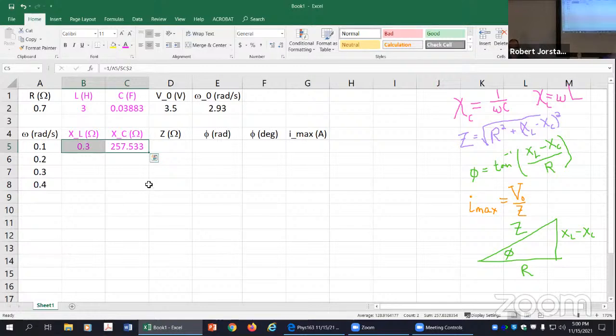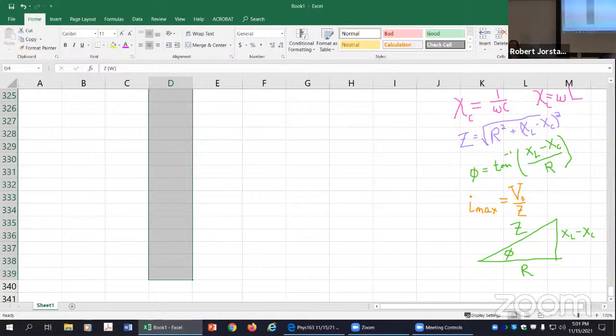Is this a high frequency or a low frequency? We're at 0.1. Compare that to omega naught. Is this a high frequency or a low frequency? Low, right? It's low compared to resonance. So which term should dominate? The capacitor, it is. Okay. Now Z, let's do this column here.